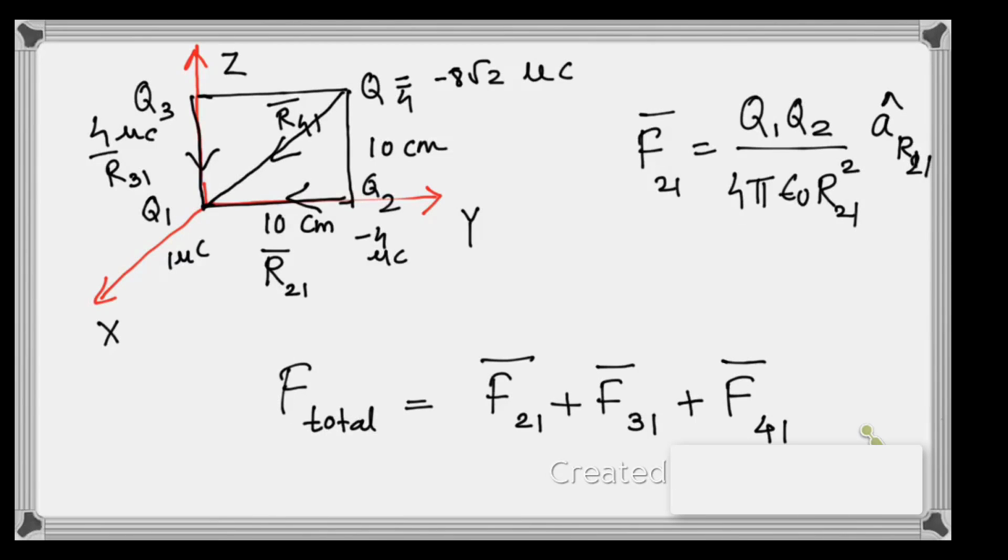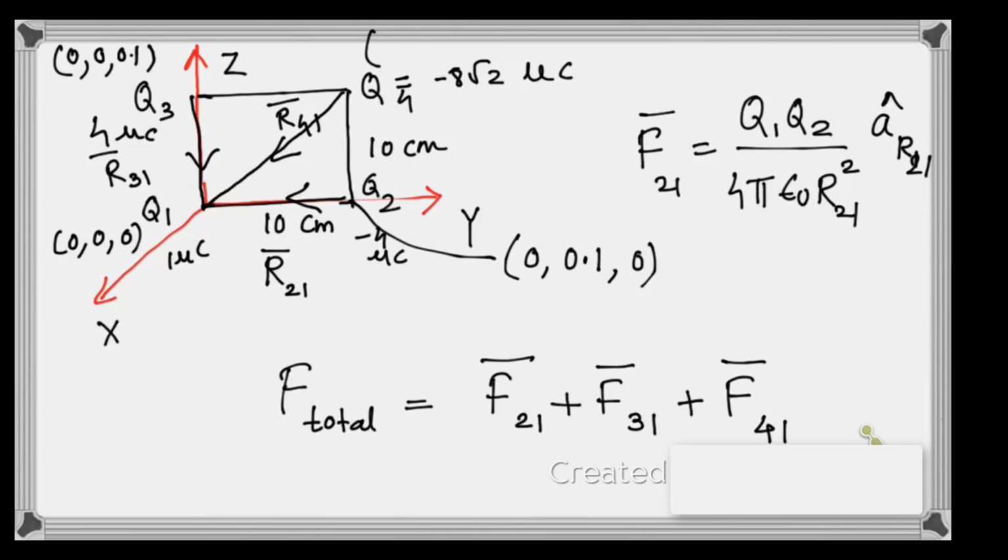R21 vector is equal to, we should subtract the coordinates of q2 from q1 because we are going towards q1. So what are the coordinates of q1? Coordinates of q1 are 0, 0, 0. Coordinates of q2 are x is 0, y is 10 centimeter, that is equal to 0.1 meter, and z is 0. Coordinates of q3 are x is 0, y is 0 and z is 0.1. And what are the coordinates of q4? x is 0, y is 0.1 and z is also 0.1.